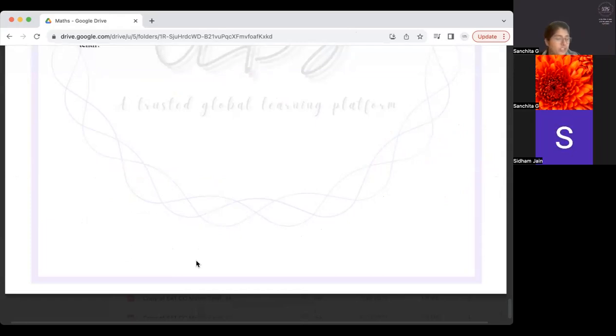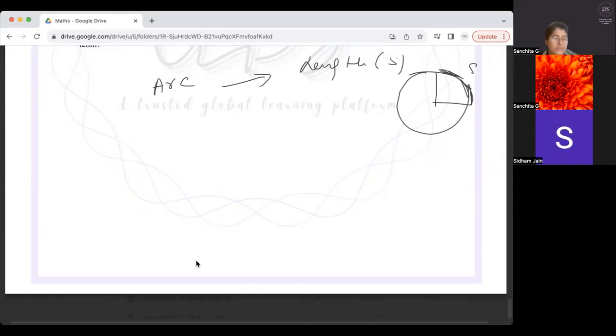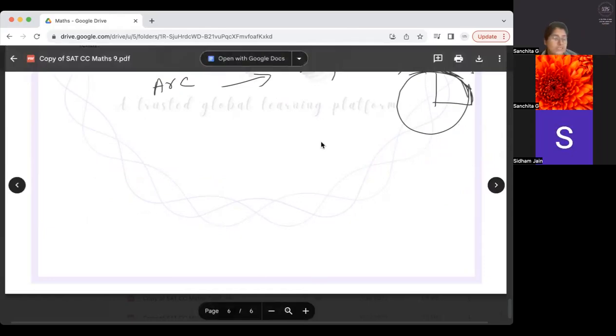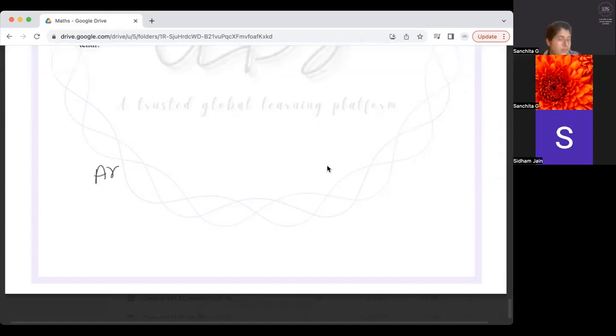If we see arc questions, now only two types of arc questions you can get. One is the length of it. Suppose this is a minor arc, they will ask what is the length, S. Second type of question you can get is the area. Let me just write it a little bit below. So length and area. Length is basically S.